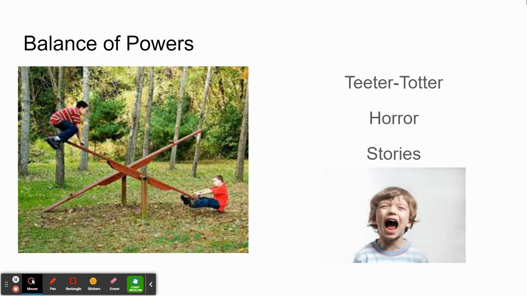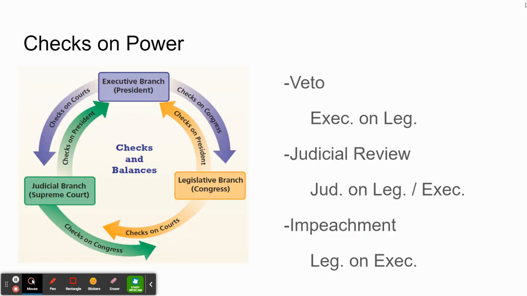This balance of power thing, there had to be a way to keep one side from becoming too powerful. We've all had teeter-totter horror stories, right? So just think about that. If there's no check on the other person on the other end of the teeter-totter, you've got a problem. Checks on powers, you'll see here that each branch has checks on each of the other two branches.